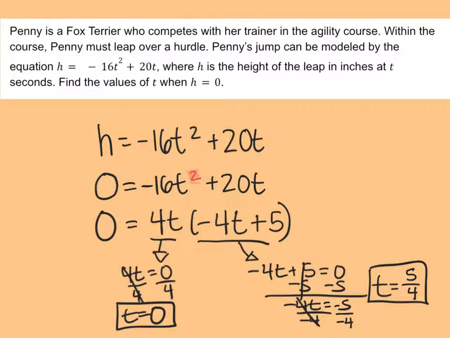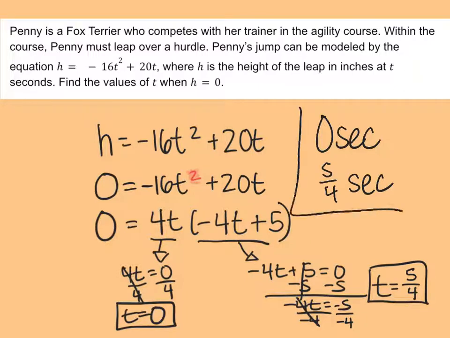So to answer the question, the values of t when h is 0, so when Penny is on the ground, either 0 seconds have passed or 5/4 seconds have passed, which makes sense. Obviously, when she hasn't even started jumping, no seconds have passed, she's on the ground. And then in 5/4 of a second, she will be back on the ground again after completing her jump. So these would be our 2 answers for this problem.